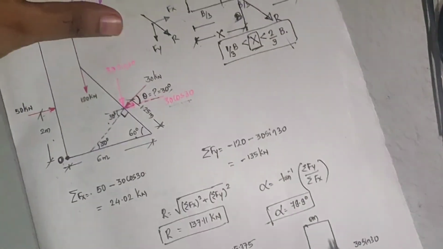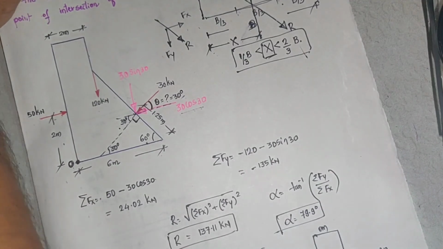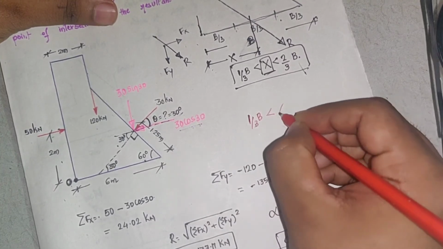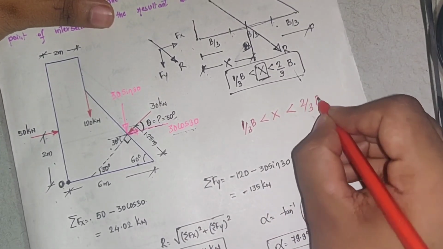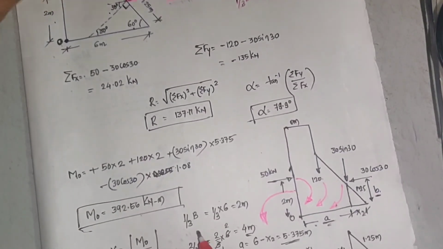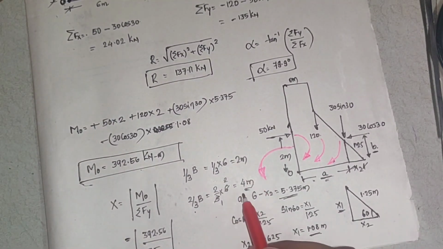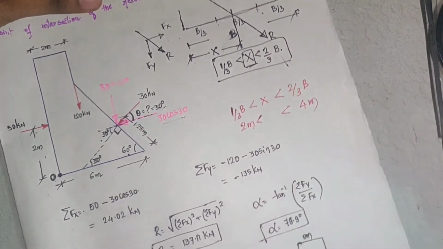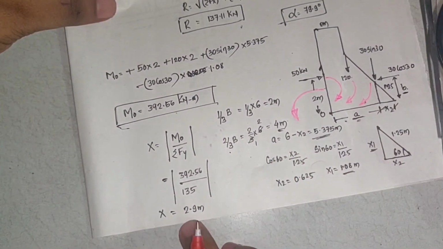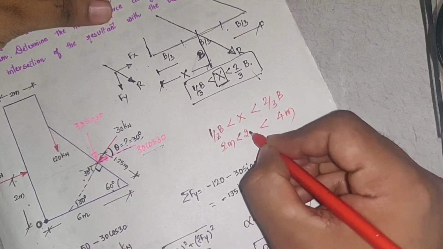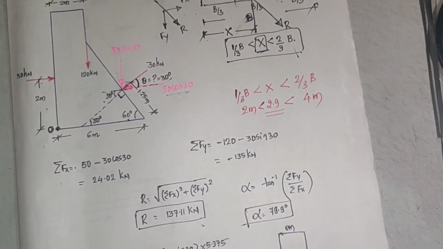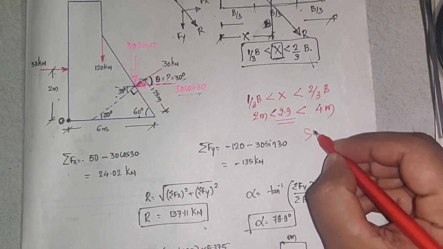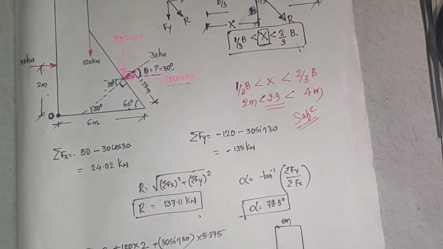For the dam to be safe, 1/3 of B is less than x, less than 2/3 of B. The value of 1/3 of B is 2 meters and 2/3 of B is 4 meters. What is our value of x? We are getting x as 2.9 meters. So is our dam safe or unsafe? The value 2.9 is greater than 2 but less than 4. It means the dam is safe. The resultant is passing through the middle third portion.